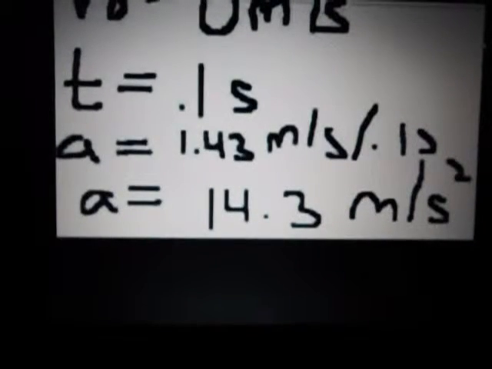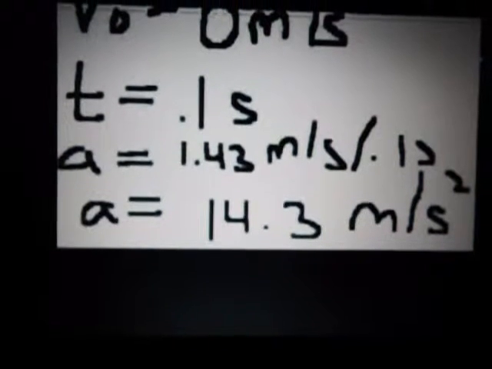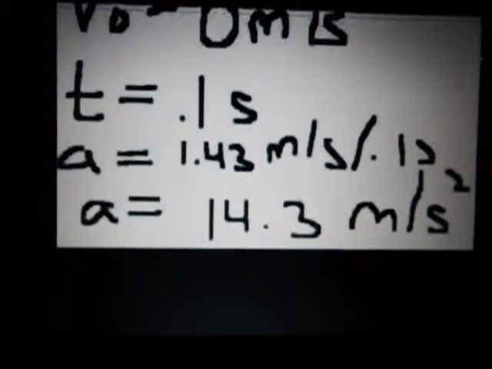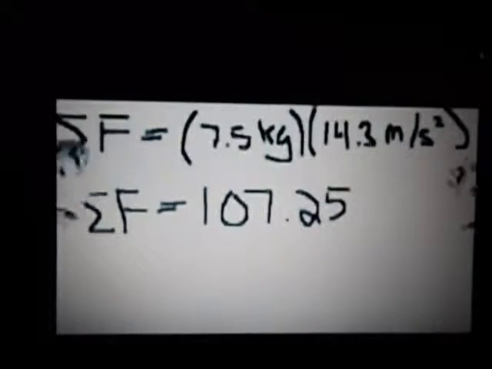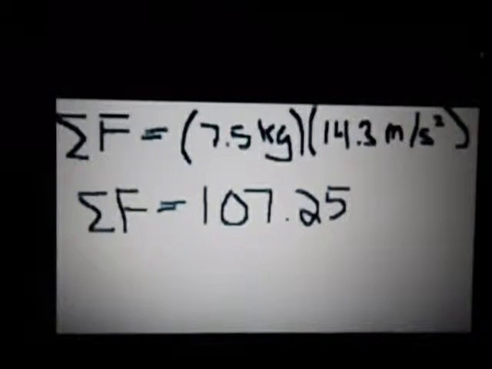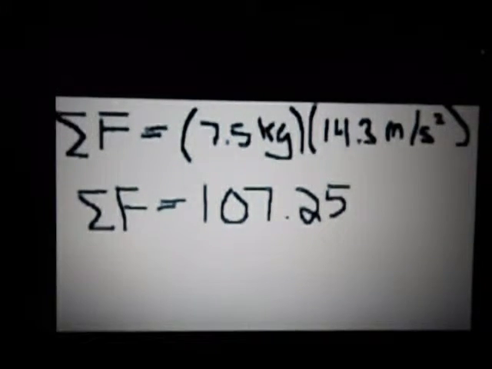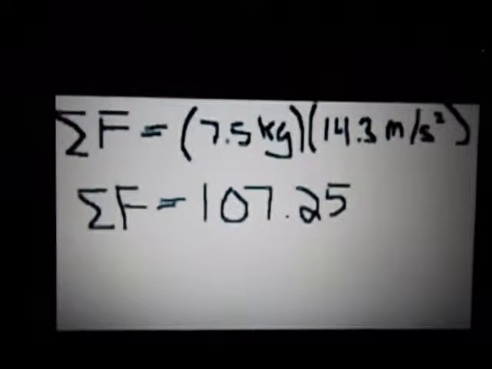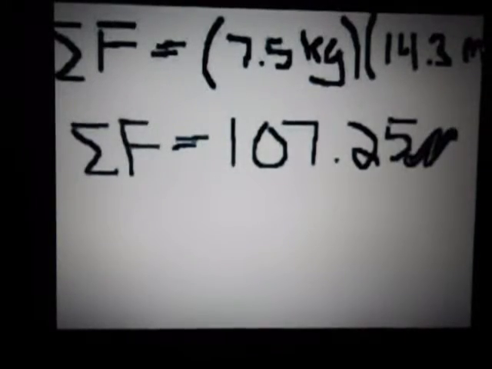Since her velocity was 1.43 meters per second and the time was 0.1 second, you find that acceleration is equal to 14.3 meters per second squared. Now you can go back to the force formula. Force equals mass times acceleration. So, the force exerted on Kitty is equal to 7.5 kilograms times 14.3 meters per second squared, which is 107.25 newtons.